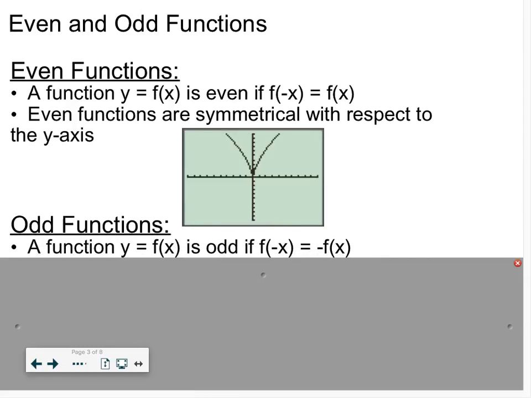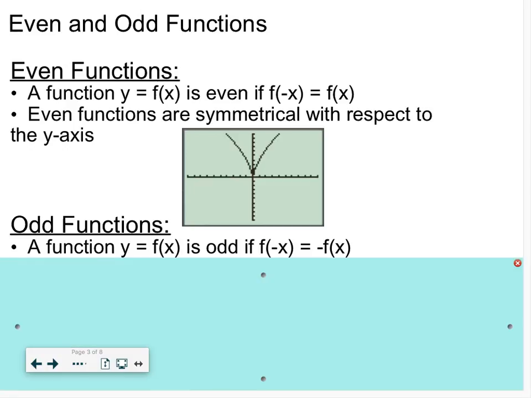For an odd function, I didn't know that could change colors, but it did. Don't know what I did. Probably won't be able to do it again.